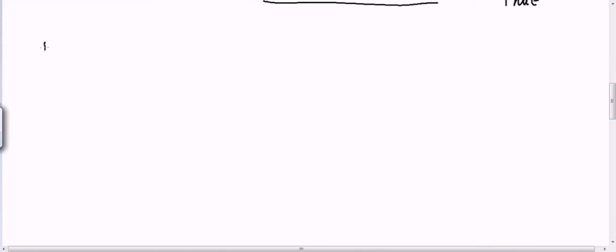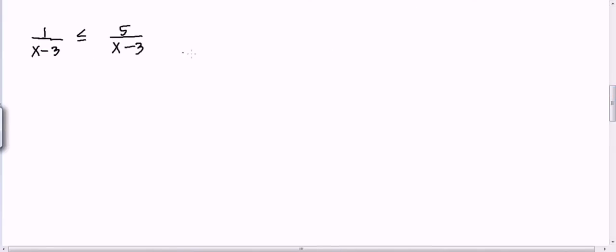Okay, let's have 1 over x minus 3 less than or equal to 5 over x minus 3. Okay? So, ito guys, hindi siya sa 0. So, kailangan gagawin yung 0 yung nasa isang side niya. So, lilipat ko to, magiging 1 over x minus 3 minus 5 over x minus 3. So, from positive, magiging negative siya.